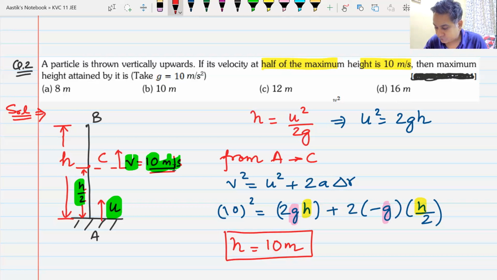Remember, the more the number of questions that you do, the better are your chances that the same question would come in the exam and you would be able to solve it. That is why we do a lot of questions. If you're done, please let me know.